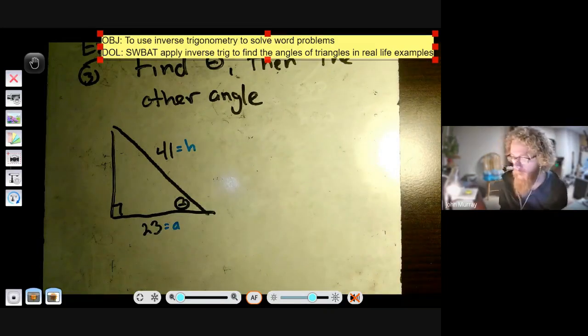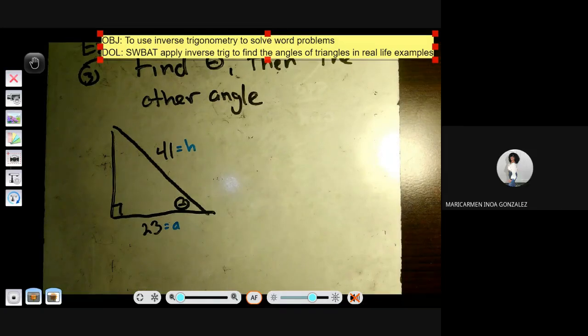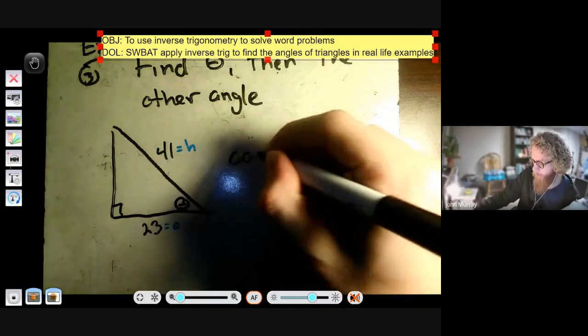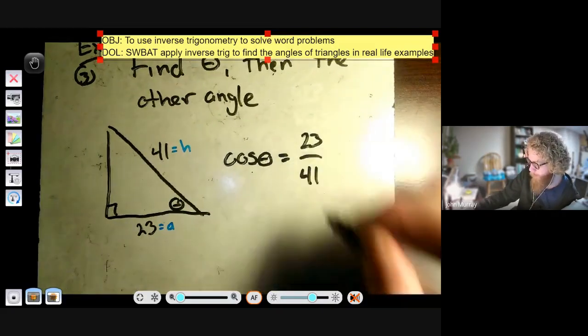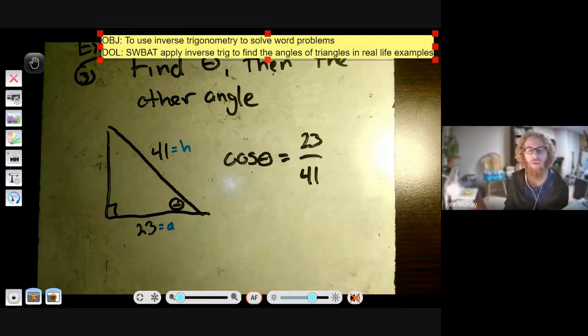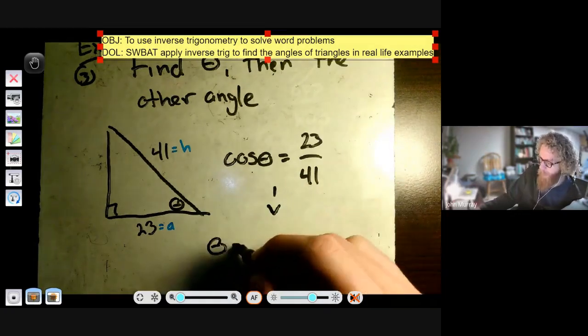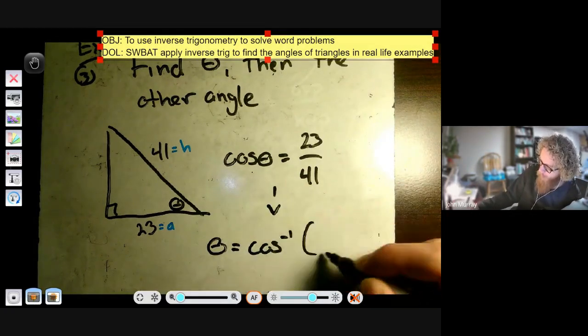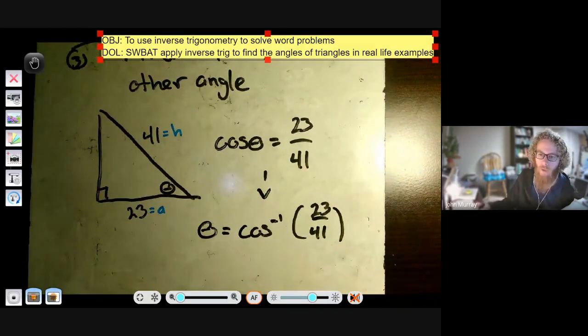What trig function do we use with the adjacent and the hypotenuse, the A and the H? Cosine. Now we use cosine. Right, so we're going to find the cosine of our angle, and that's going to give us the proportion 23/41. Flipping the cosine, we're going to get our angle is equal to the inverse cosine of 23/41.